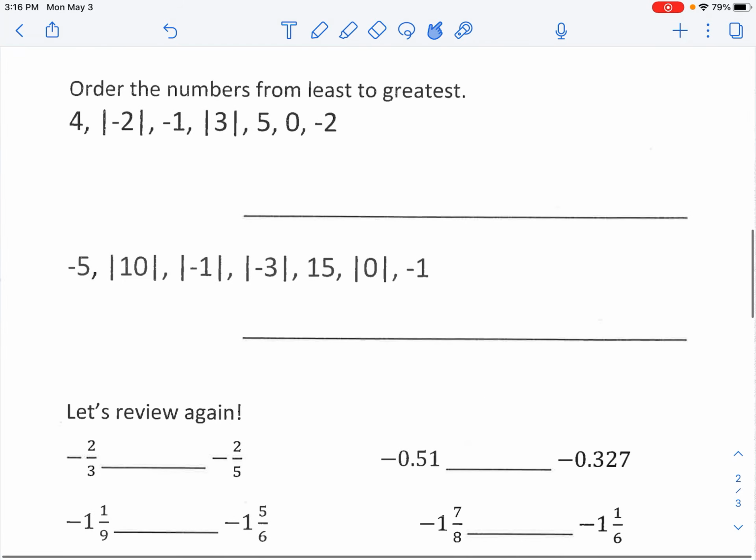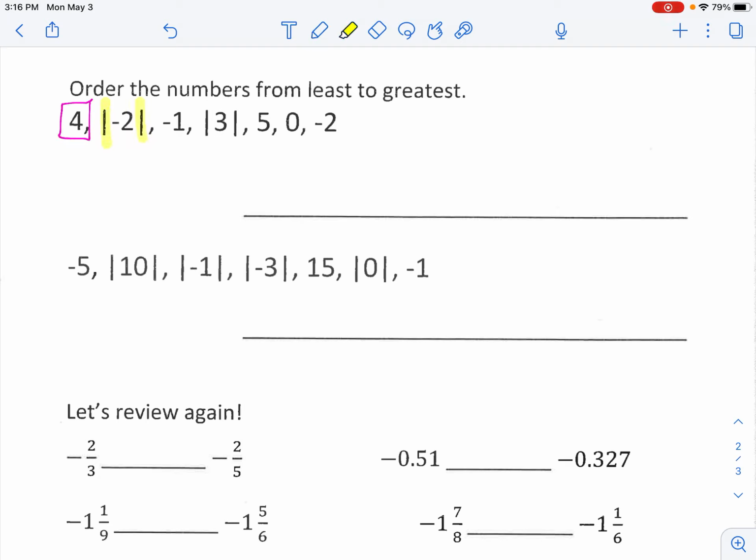Okay, let's see what we got going on here. Order the numbers from least to greatest. So this is going to be exactly what we did last week, except notice that a couple of these numbers are absolute values. So the first thing you have to do is solve for those. I like to put a box around the number that I'm actually solving for.